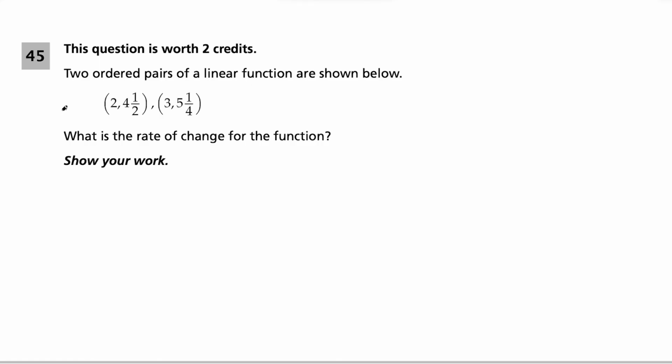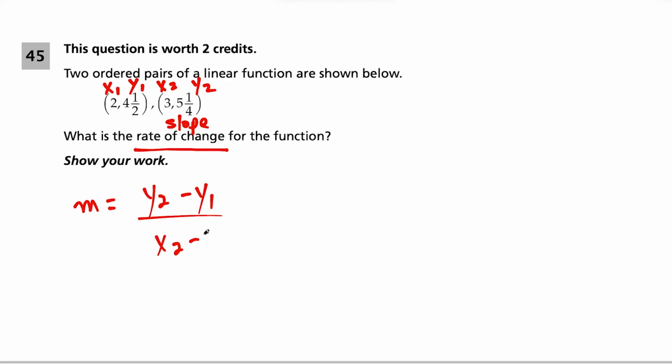Question 45, two ordered pairs of a linear function are shown below, and we want to know what is the rate of change for the function. So just know that rate of change means slope when you're talking about a linear function. So we're going to find the slope between these 2 points. I'll call the first point x1, y1, and I'll call the second point x2, y2. And from here, we're going to use the slope formula m equals y2 minus y1 over x2 minus x1.